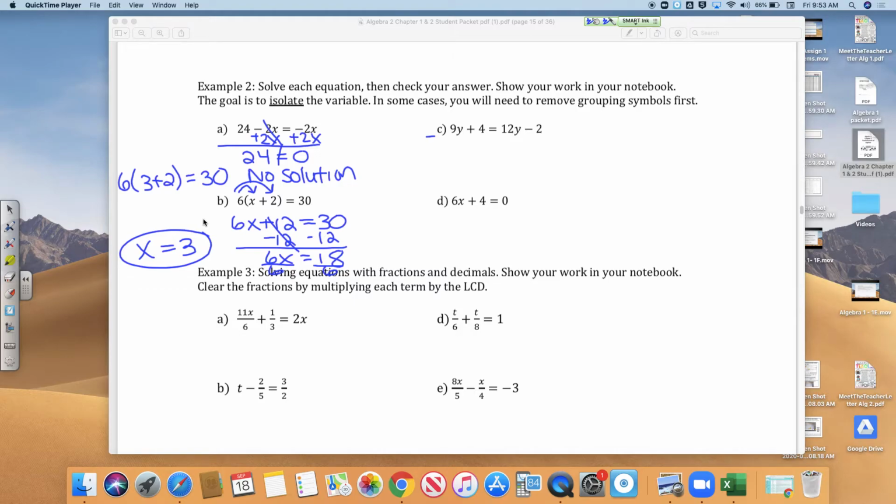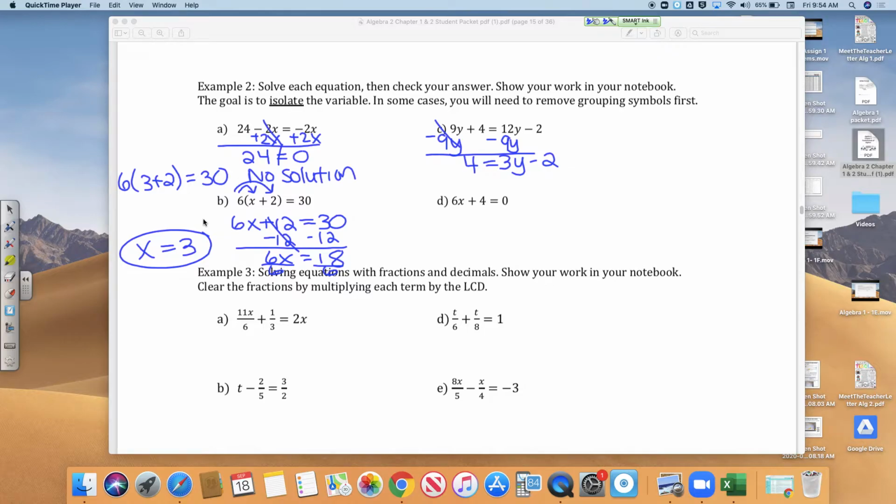So I'm going to take this 9y and move it to the right-hand side of the equal sign by subtracting 9y. So you do the opposite of what's happening. Because it's a positive 9y, I'm going to subtract 9y to move it. When I do that, these cancel out. I'm left with 4 is equal to 12y minus 9y is 3y, and then minus 2.